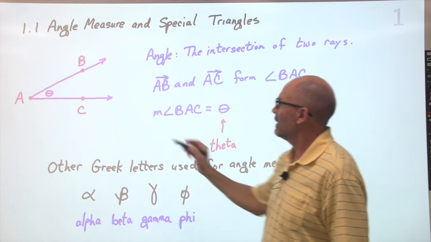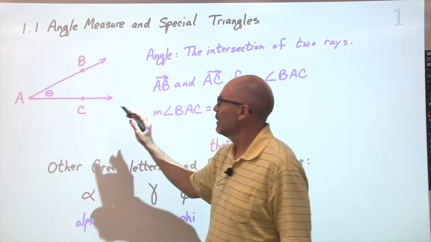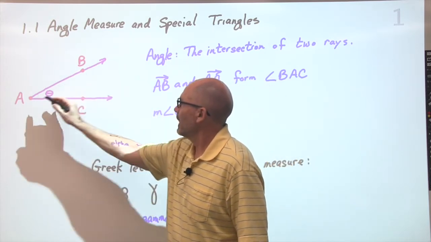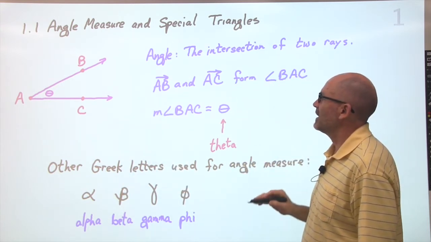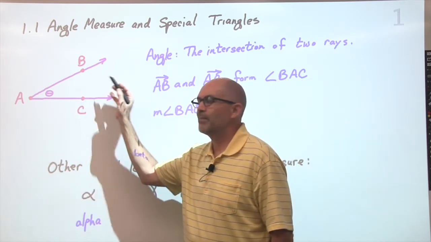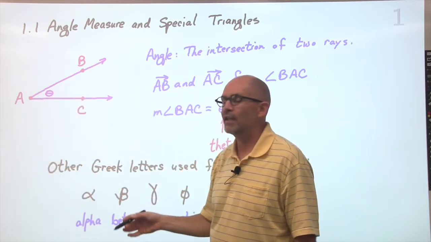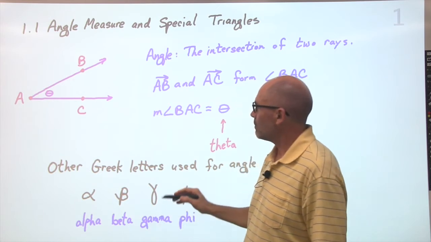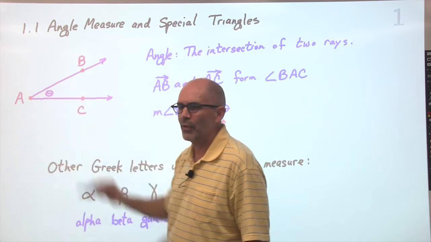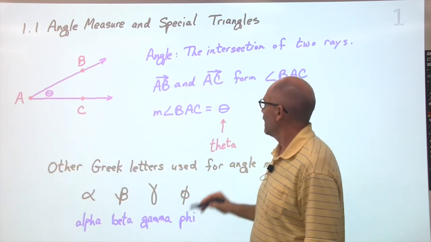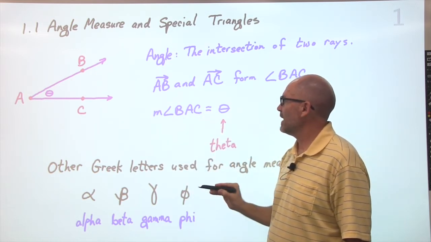Now, a ray is a point with a line coming off it. So we have ray AB and ray AC, and their intersection makes angle BAC. Or I could call it angle CAB, or because there's no other rays attached to point A, I could simply call it angle A. Now, this O in the center of the angle here with a line through it is a Greek letter called theta, and it denotes the measure of angle BAC.